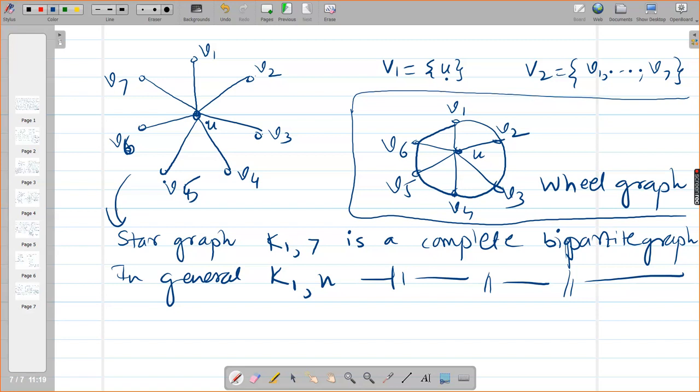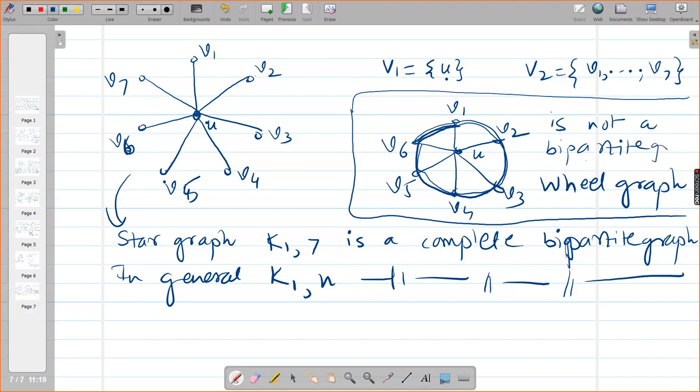Sanjana, Shireen, ma'am, you have drawn a bipartite graph. V1 and V6 also. So see, we have joined the vertices of V2. We have made these adjacent, which is not allowed in a bipartite graph, right? Yes, ma'am. So a wheel graph is not a bipartite graph.